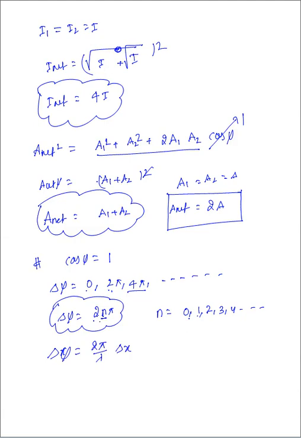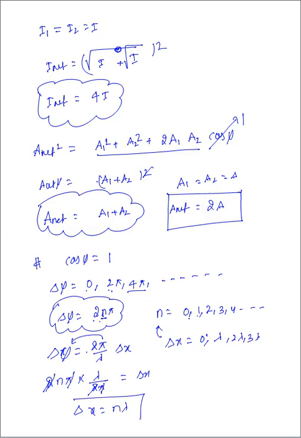We substitute that 2n pi. If I send this to the left-hand side, lambda by 2 pi equals delta x. Pi will get cancelled, 2 will get cancelled. What remains here? n lambda. Therefore, delta x equals n lambda. So delta x values can be written as 0 lambda, which is 0, 1 lambda which is lambda, 2 lambda, 3 lambda and so on. The n values remain the same. So delta x equals n lambda, where n starts from 0, 1, 2, 3, 4.